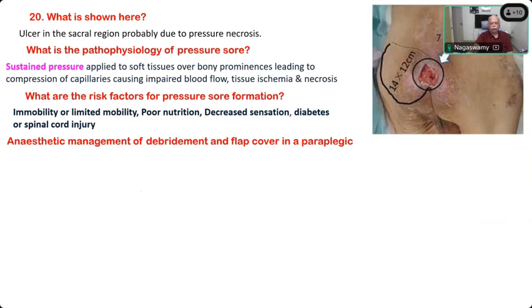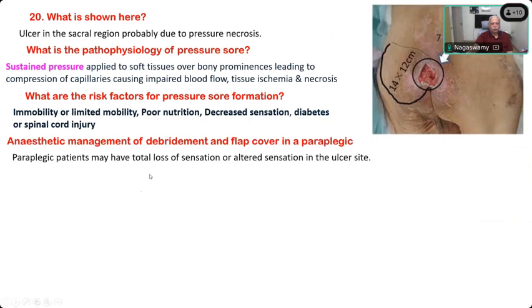How many of you have given or seen a flap cover being done for a pressure sore by plastic surgeons? Any of you have seen or not seen at all? They've done rotational flaps. That's what I'm asking. Rotational flap only. You have seen me.